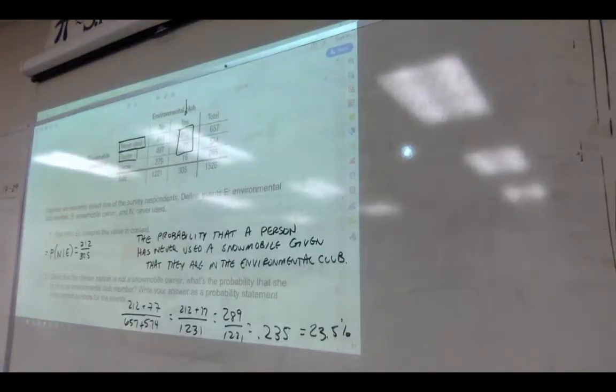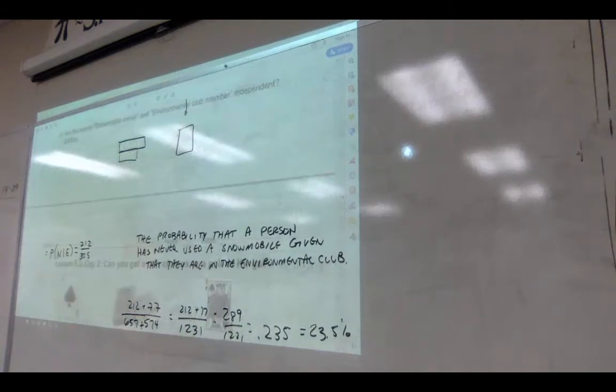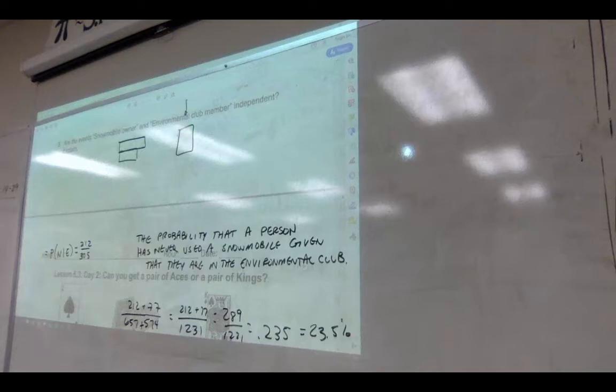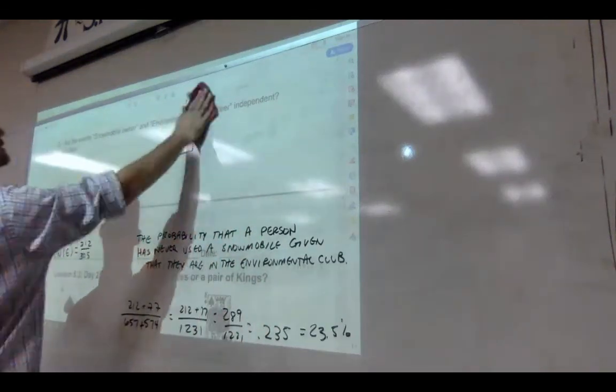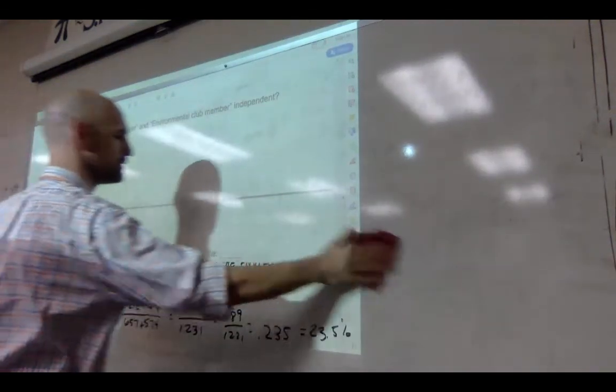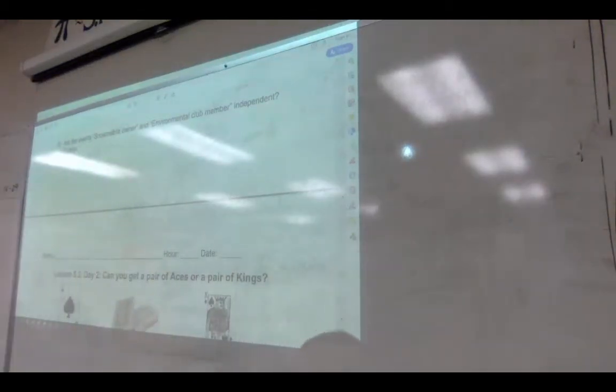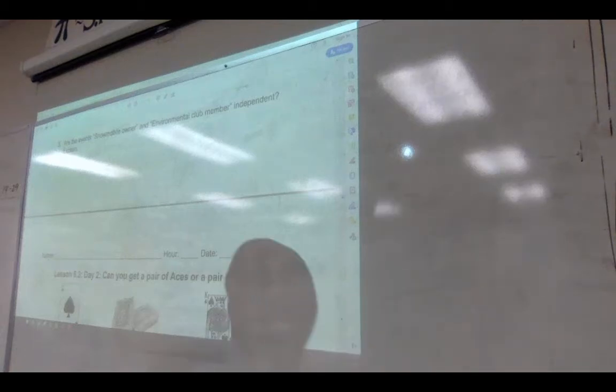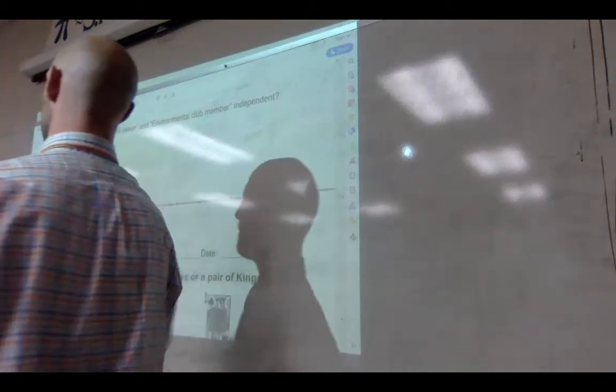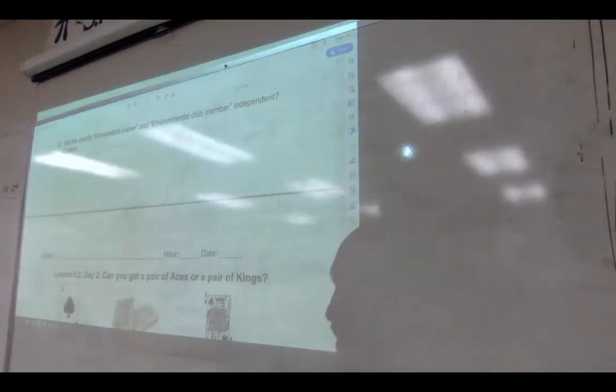At the bottom, can someone explain to me what this question is asking? What is it asking you to evaluate here? This is the tricky part. Who's going to go for the gold? You want to go for it? I don't think they are. Are the event snowmobile owner and environmental club member independent? No. What does it mean?